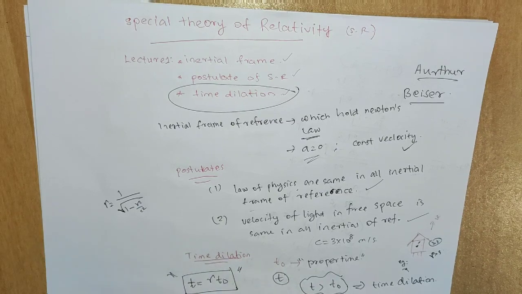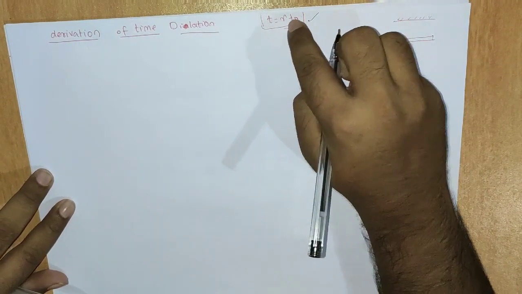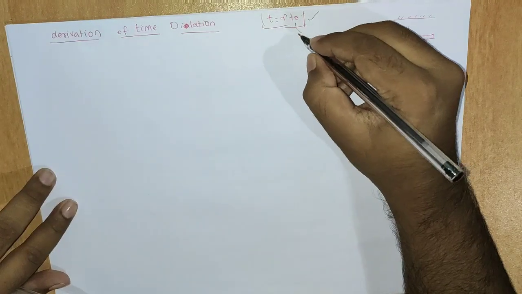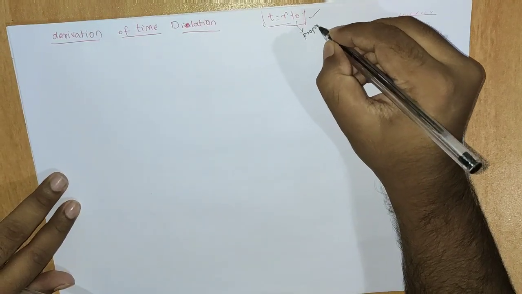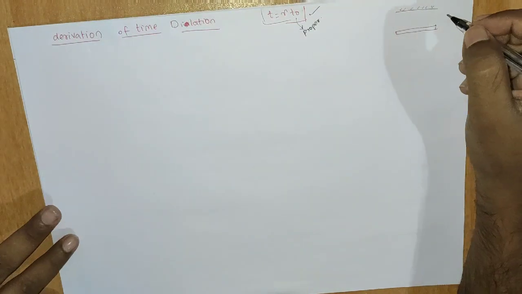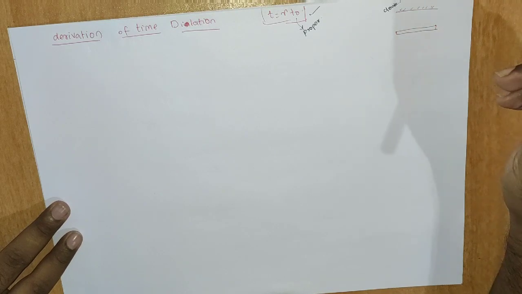Very interesting. Derivation of time dilation. That means all of you know this equation, right? T equal to gamma t naught, where t naught is proper time. What we are going to look at is how to derive this equation. First you need to consider a clock. Clock means this type of setup. Don't think about your digital clock.